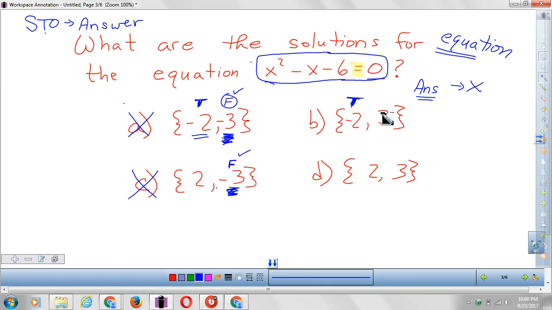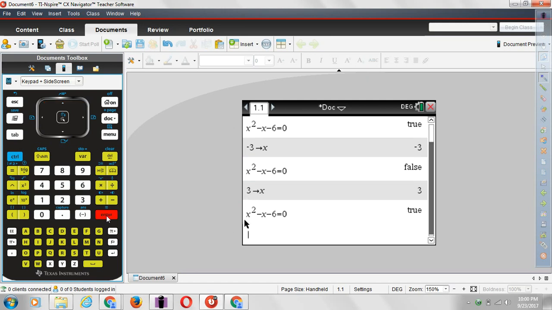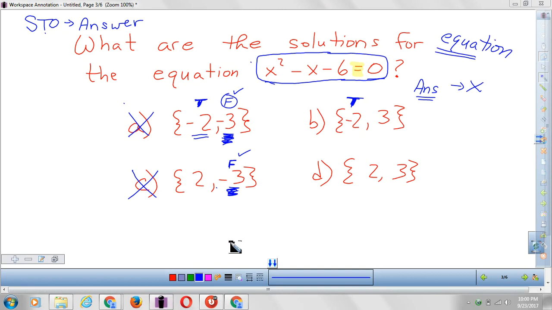So I'm going to store up the second piece of choice B, which is the positive 3. 3, store X, enter. And remember, I don't want to write my equation again. We've done this in previous videos. So I'm just going to select it by pressing up a few times and hit enter. And that came out to be true. So now I see that both choices turned out to be true. So it must be choice B.